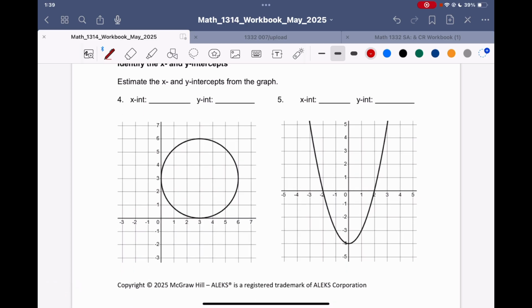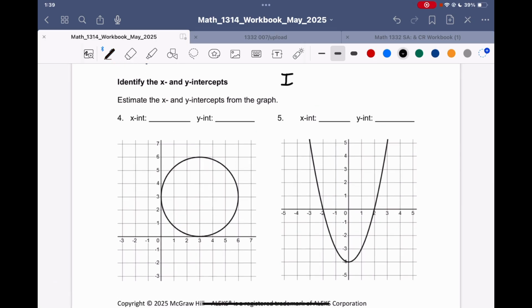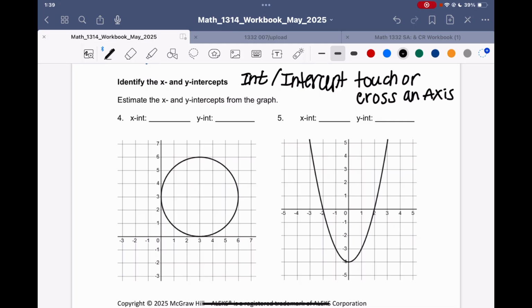All right, so when we identify the x-intercept, it's going to touch or cross the axis. So an intercept will touch or cross an axis. We can also call it the INT. That's what it is right here.